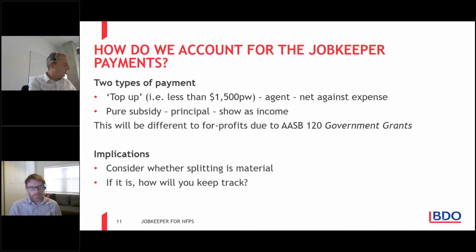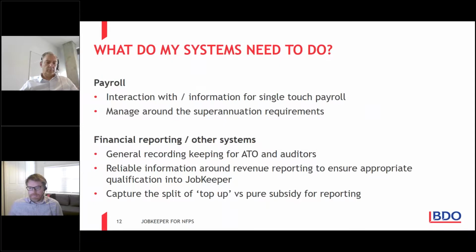We know that is one of the challenges for NFPs, is not showing a distorted result as a result of something showing larger revenues, because revenues can often be used as a stick against you. It's one less thing that you need to explain. And finally, how will you keep track of all of this? How will your systems and processes keep track of who is in one category versus the next? So onto the next slide, thanks.